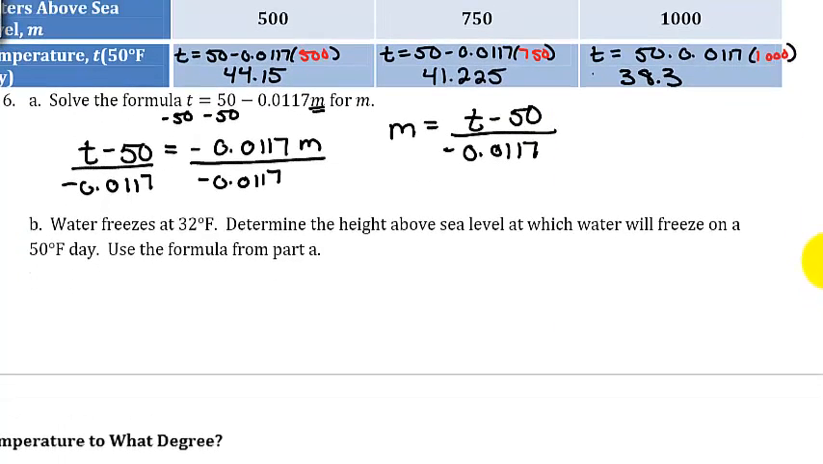Water freezes at 32 degrees Fahrenheit. We want to determine how high above sea level, or the height above sea level at which water will freeze on a 50-degree day, and we're going to use this formula for m. So we want to calculate the height, or the number of meters above sea level, that it would take to freeze water. So we're going to replace the T with the temperature that water freezes at, 32. That'll be 32, and then minus 50. And then we're going to divide by negative 0.0117.